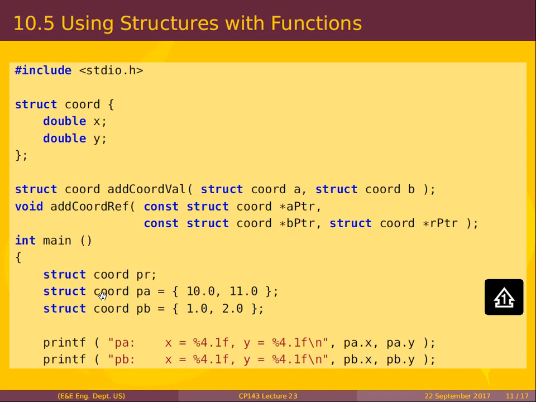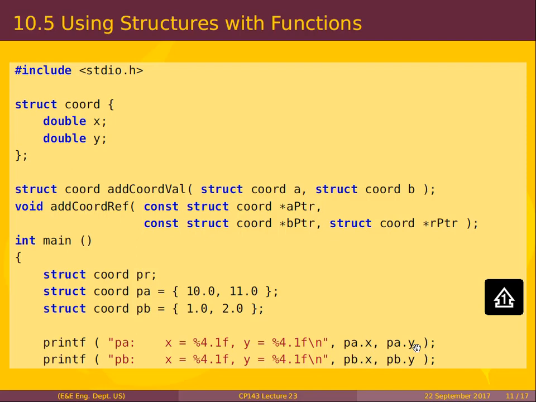Well, firstly, let's look at main, where we define our PR, that's our point PR, that is of type struct coordinate, point PA and point PB. PA and PB both have initial values, but PR not. So what we're going to do over here is print out the value of PA and the value of PB. Note that I want to extract the X and the Y components of that point, so I just use dot notation over here, dot X, dot Y, the same thing with PB.